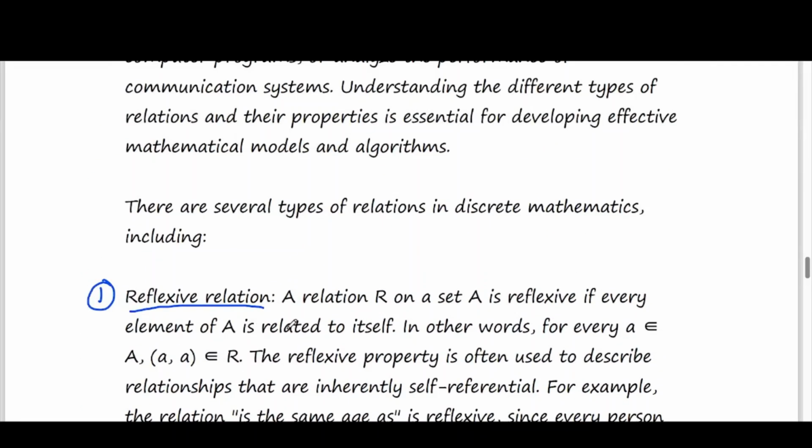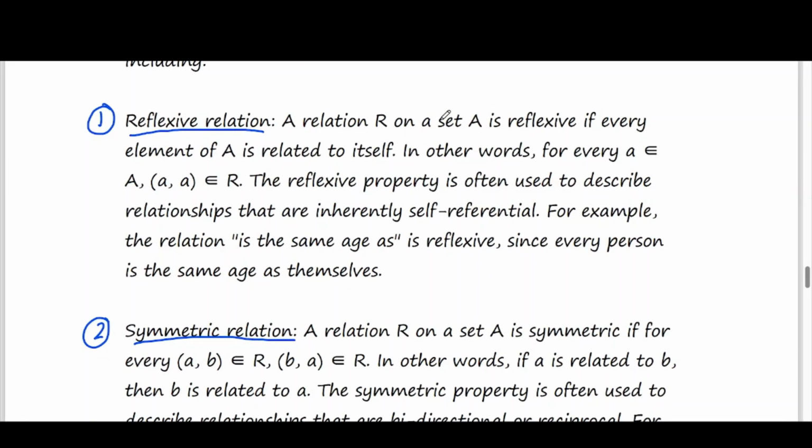First one is reflexive relation. So what is this reflexive relation? A relation R on a set A is reflexive if every element of A is related to itself. That is, for every a belongs to A, (a, a) belongs to R. Suppose R is a relation in which all the (a, a) pairs are present for every element of A, then that is called a reflexive relation.